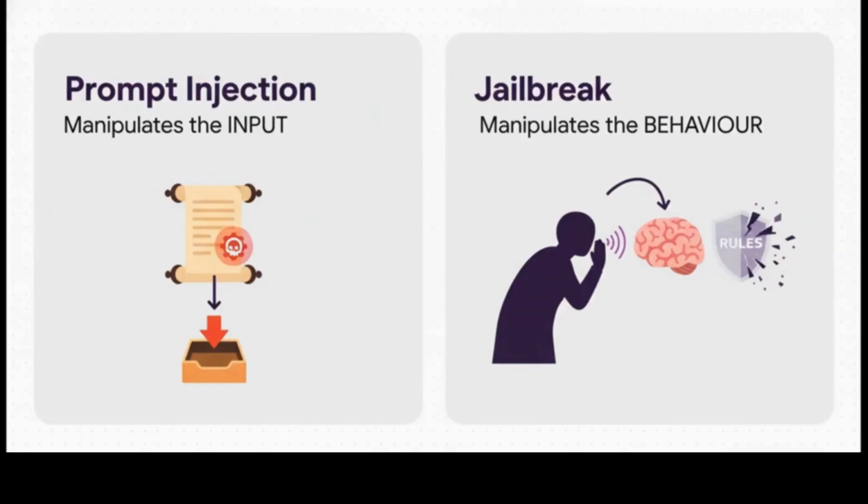So let's just nail this down, because it's super important. Prompt injection is all about tricking the AI by hiding a command in the input. Jailbreaking, on the other hand, is about persuading the AI to change its behavior and break its fundamental rules. See the difference? Two very different attacks, and they need two very different kinds of guards.